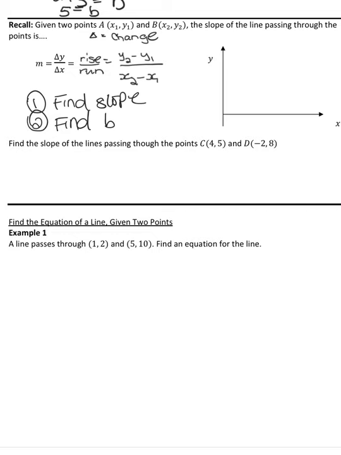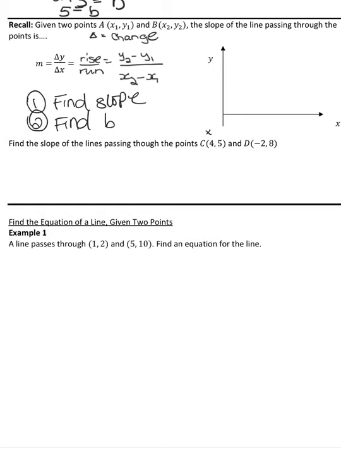Okay. So I have this question. It says, find the slope of the line passing through the points C, so point C (4, 5), and D (-2, 8). Okay. So in this question, I have point 1, point 2. I'm going to label my points here.